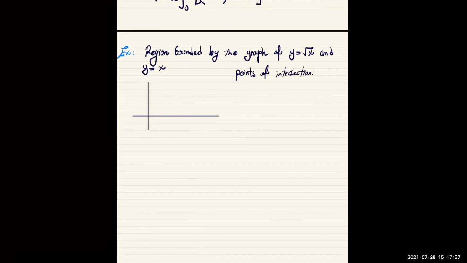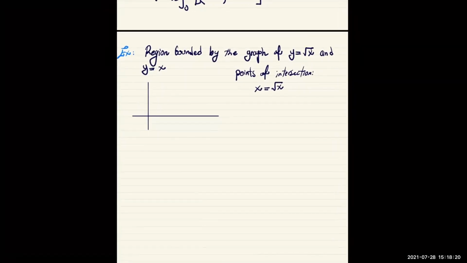Just set them equal. And again, you can solve this by inspection. For instance, of course, 0 is going to work, right? So you plug 0 in, you get 0 equal to 0. So is 1. 1 is also going to work. Square root of 1 is equal to 1.